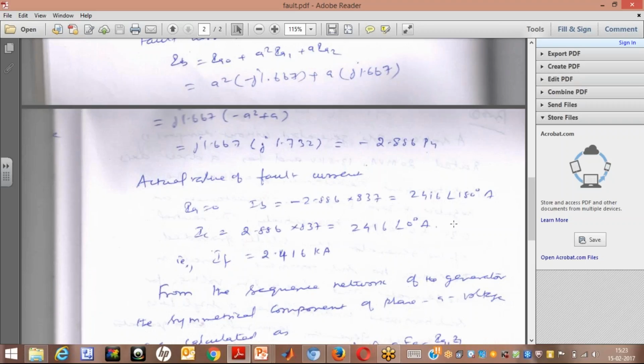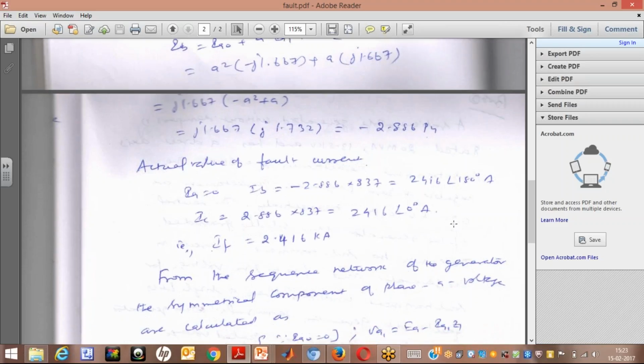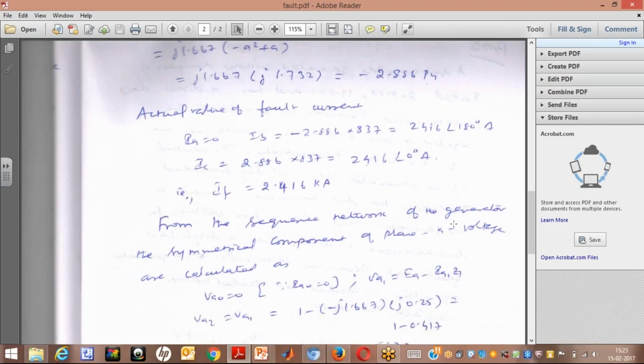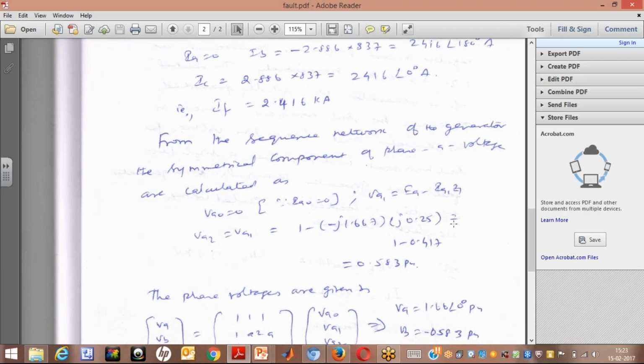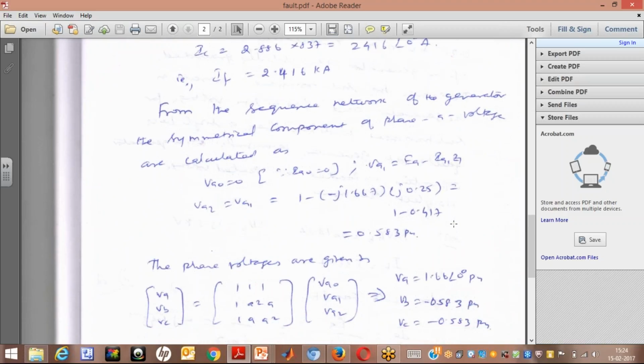There is another question also asked in this problem. After finding the fault current, we want to calculate the line to line voltage. What is VAB, what is VBC, what is VCA. All those things we have to calculate. Now to calculate those things, we should know the corresponding phase voltages, VA, VB, VC.